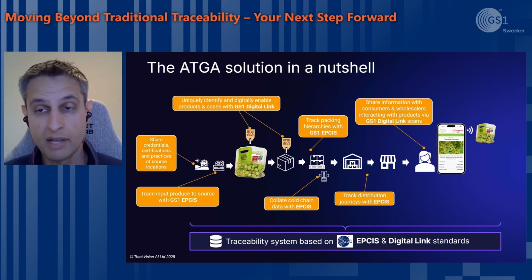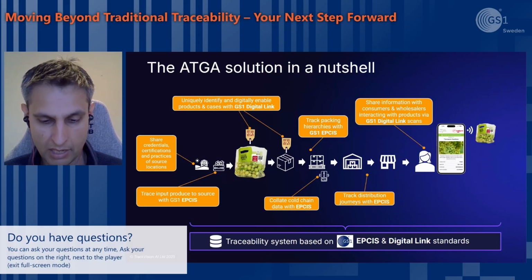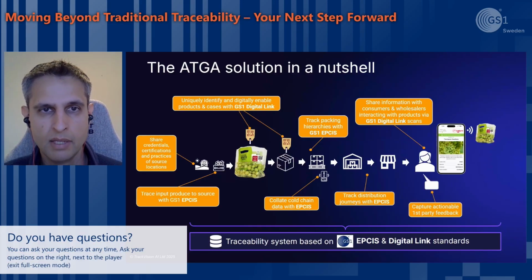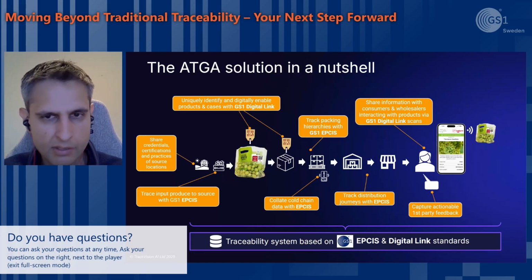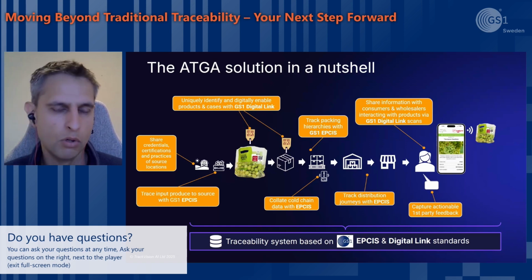And finally, we can have QR codes on these products and cases to let consumers and wholesalers interact with the products via GS1 digital link, scanning those web addresses in QR codes. It's actually a two-way street, which is really cool. They could put a complaint in, or they could give feedback saying this was excellent produce. We can grab all that data and start to reveal trends, and it's so much more actionable because it can be connected to how the product was actually distributed or what the exact farm material that went into it was.